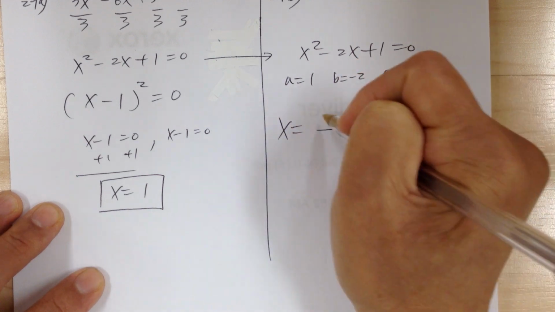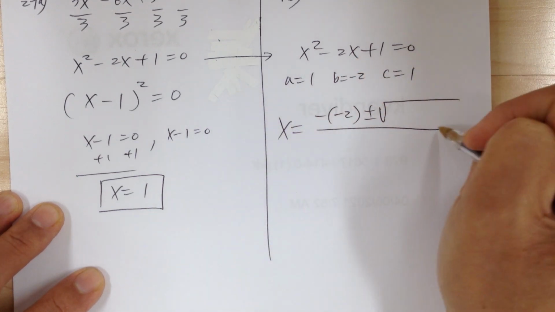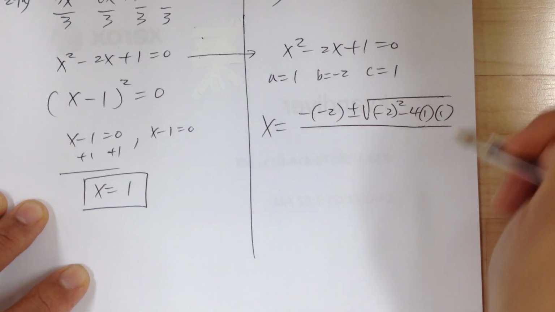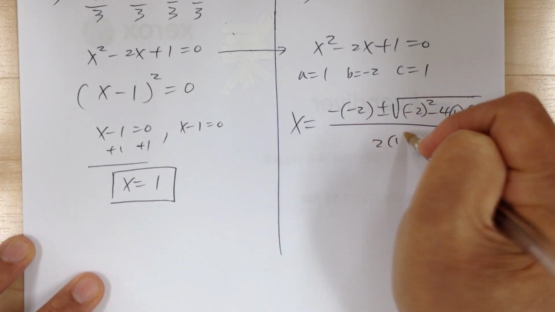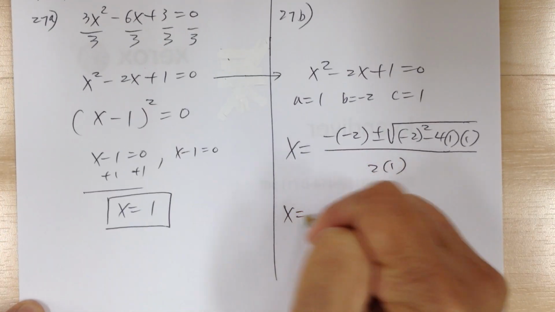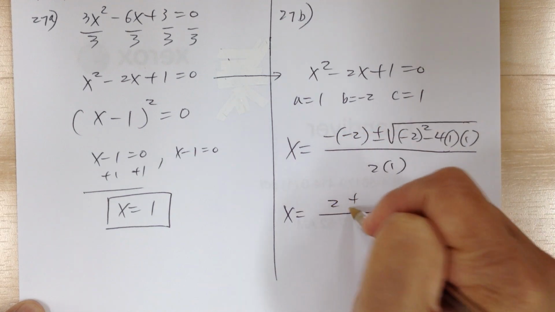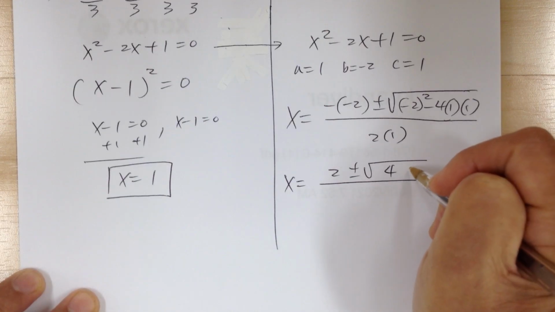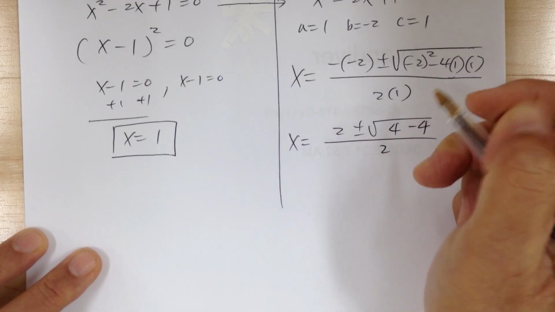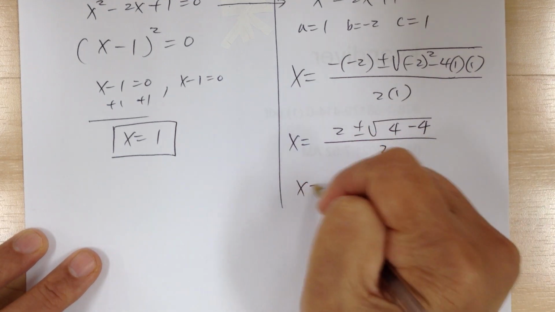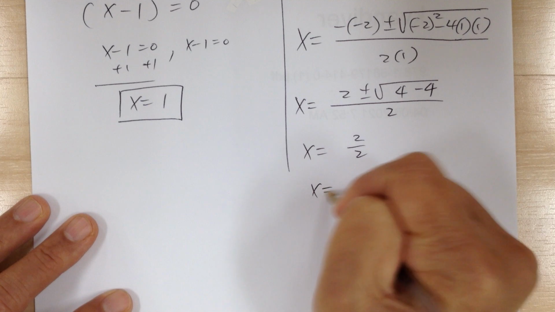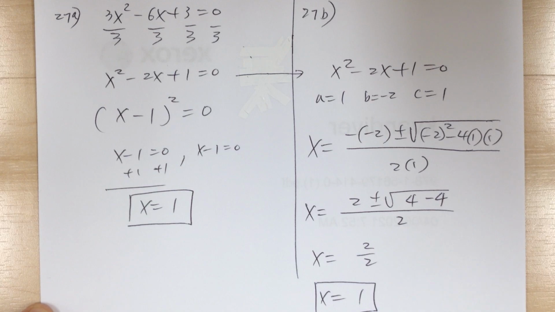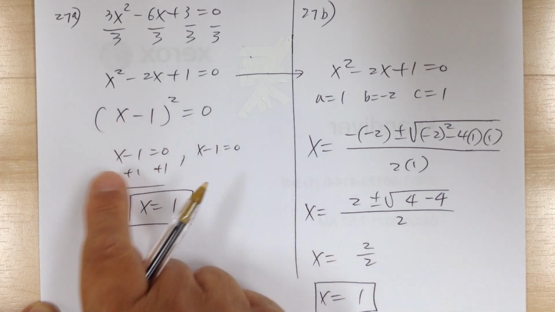So x equal to negative b plus or minus square root of b squared minus 4ac over 2a. So this becomes plus 2, so positive 2 plus or minus square root of, this would be 4 minus 4, over 2. Notice that this becomes 0. So x would be equal to just 2 over 2, so x equal to 1. So you get the same answer. Again, a different method will give you the same answer. In this case, the factoring is a bit easier.